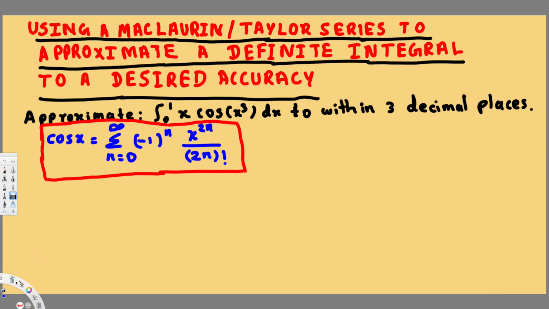Let's do this problem right here. This question is asking to approximate the definite integral from 0 to 1 of x cos x cubed dx to within 3 decimal places. So here we are going to use the alternating series estimation theorem. It says that the error is at most the absolute value of the first neglected value, right?